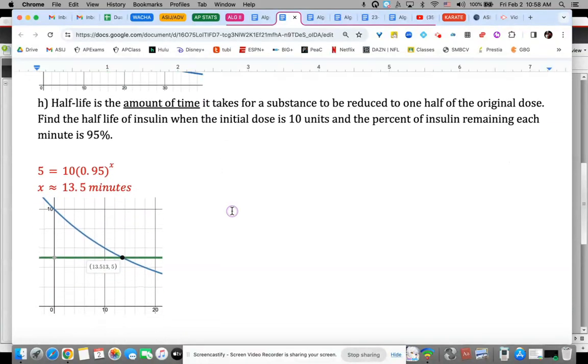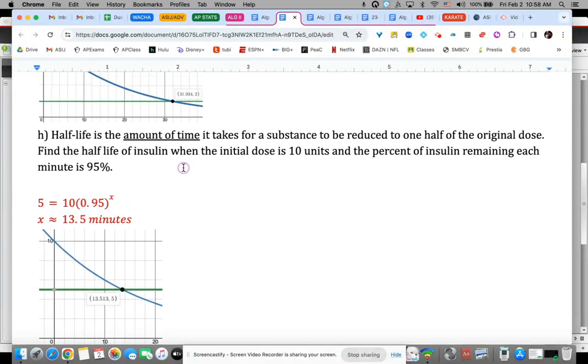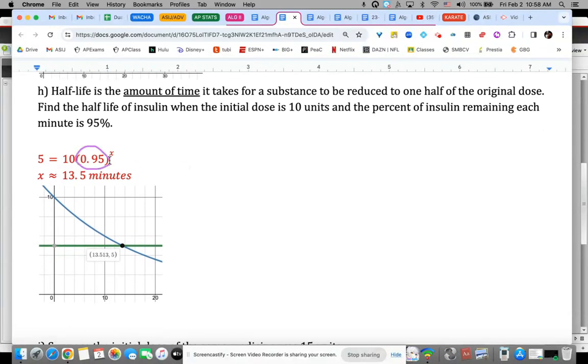Okay, now we're talking about half-life. They say let's look at half-life. When they say half-life, there are a couple of different ways to think about it. Sometimes we make our rate 1/2 to match that idea, but in this case, we already have an equation. We already know the rate is 95% per minute. So we're asking ourselves, how many minutes does it take to get half of what I started with?